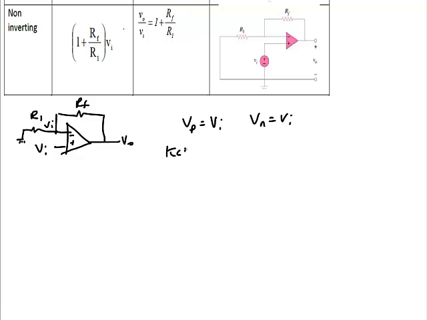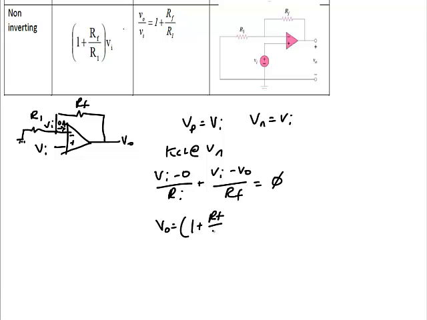So now we're going to do KCL at the negative terminal. We're going to have VI minus 0 over RI plus VI minus VO over RF. Recall that there's no current flowing into the op amp. That's 0 amps, and that's our infinite input impedance condition. So this equals 0. When I solve for VO, VO is equal to 1 plus RF over RI times VI. So the gain for a non-inverting amplifier would be equal to 1 plus RF over RI.